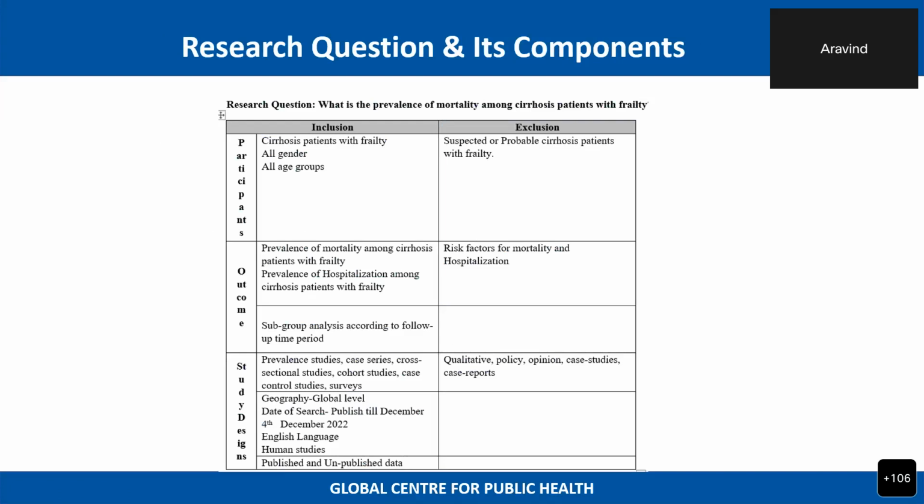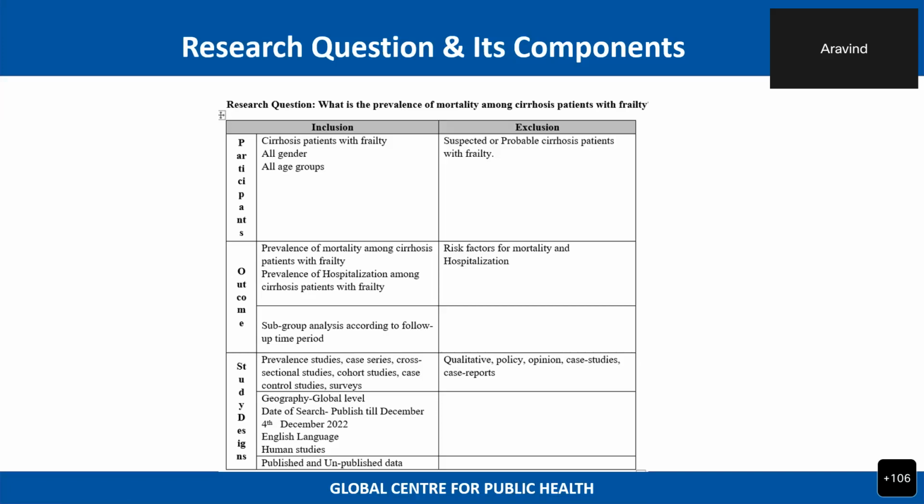This should be very clear. In descriptive cross-sectional studies, we won't have the I and C components. It will be only participants and outcomes. So if you are not able to do the I and C, you need not do it because it is not applicable. So in this case, as you can see, the participants are the universe. We say universe. The universe is cirrhosis patients with frailty.